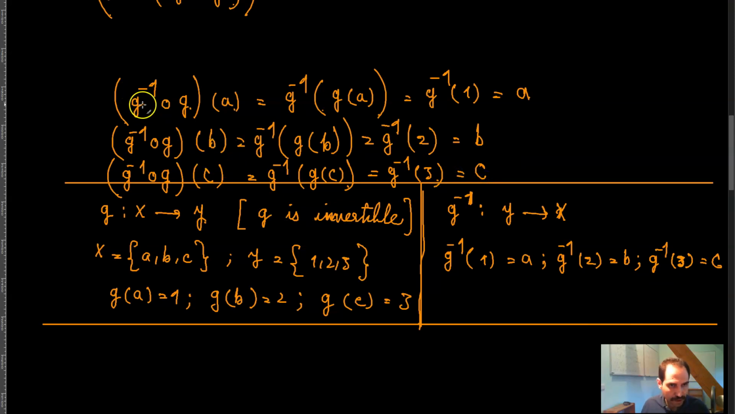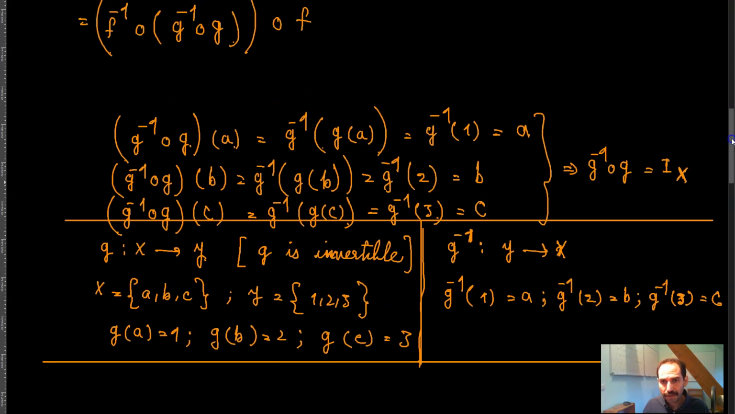Which means that, based on these three, you can say that G inverse composed with G is equal to the identity function on the set X, which is the domain of G here, right? That is I of X. That is the identity function on the domain of the original function, not the inverse function, but the original function.